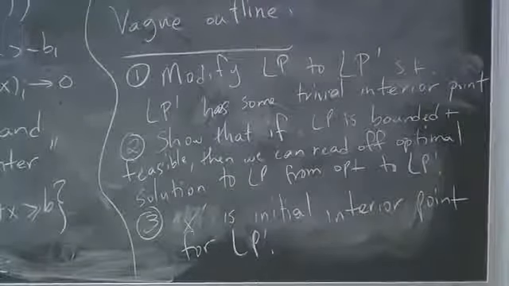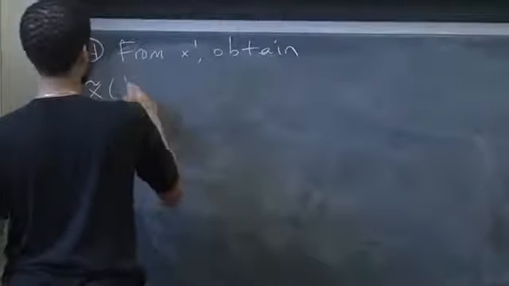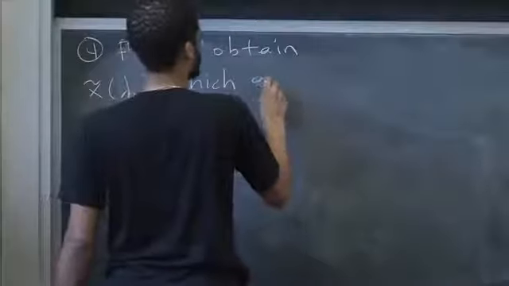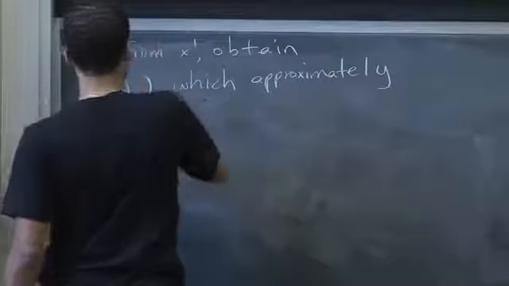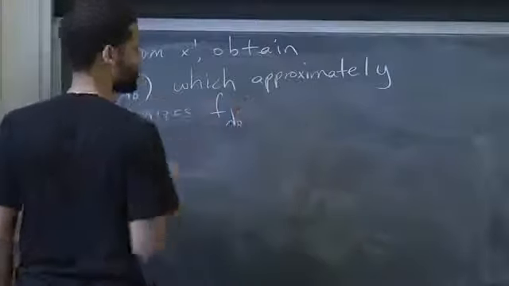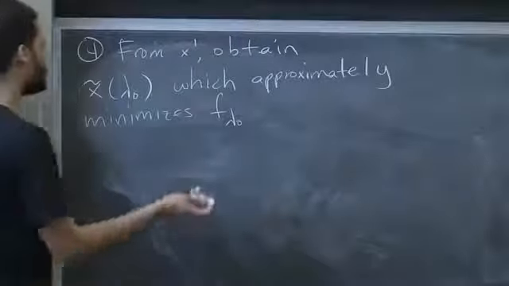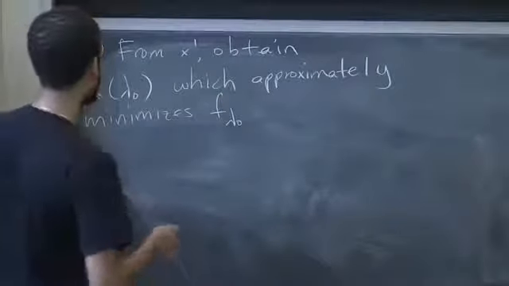Okay, so then, step 4, from x prime, obtain x tilde lambda 0, which approximately minimizes f of lambda 0. Okay. And then the main work happens here. So this is all initialization. Steps 1 through 4 are all initialization. Now finally, step 5.